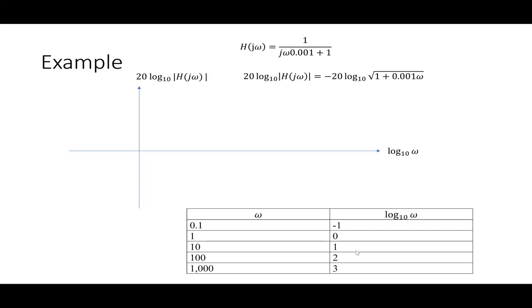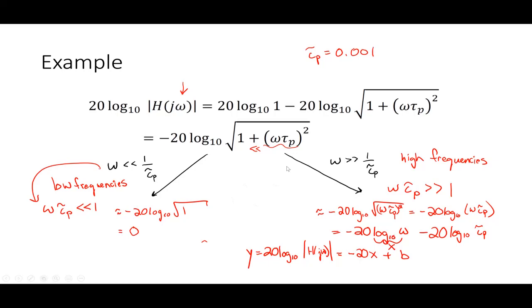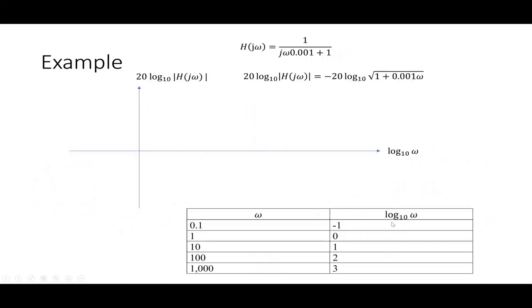Looking at my result here, I want to look at 20 log of the magnitude, and I plot it versus the log of omega. So what I just said is, this is my y-axis, and this is my x-axis. Basically, I'm going to try to plot y versus x here, but I want to make sure that I get the axes labeled correctly.